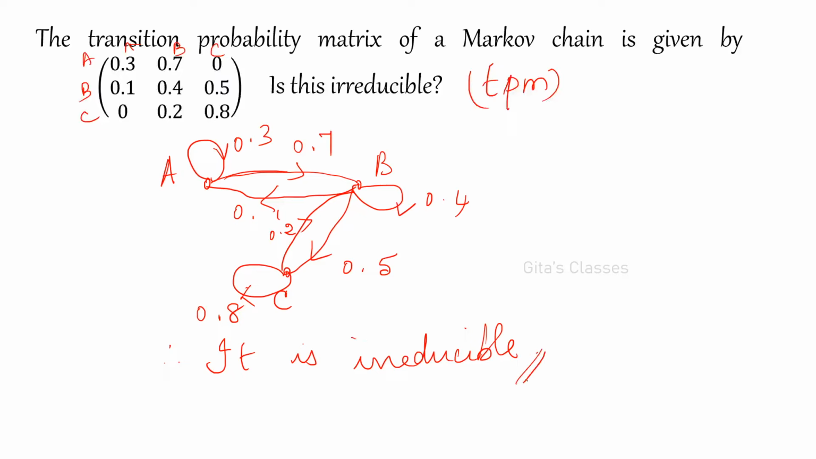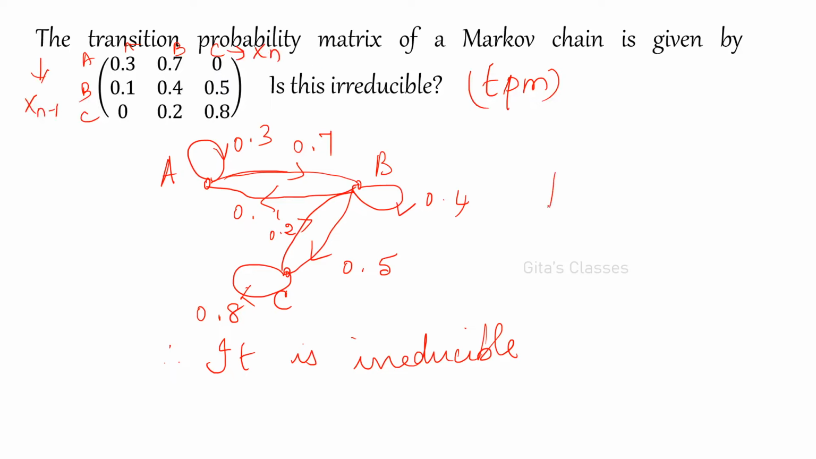Similarly, for this also you can find out the period of every state, and you can decide whether it is ergodic or not also. And one more point I want to mention here. Always remember, here it is state xn minus 1, and here it is state xn.